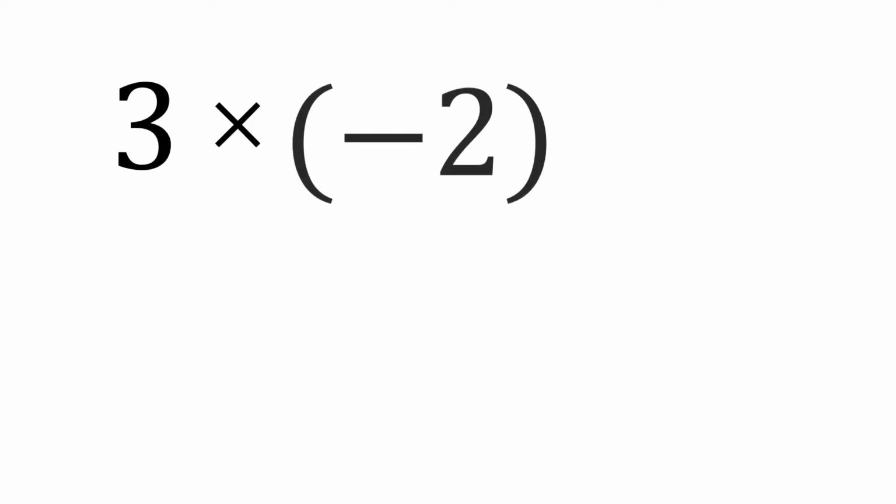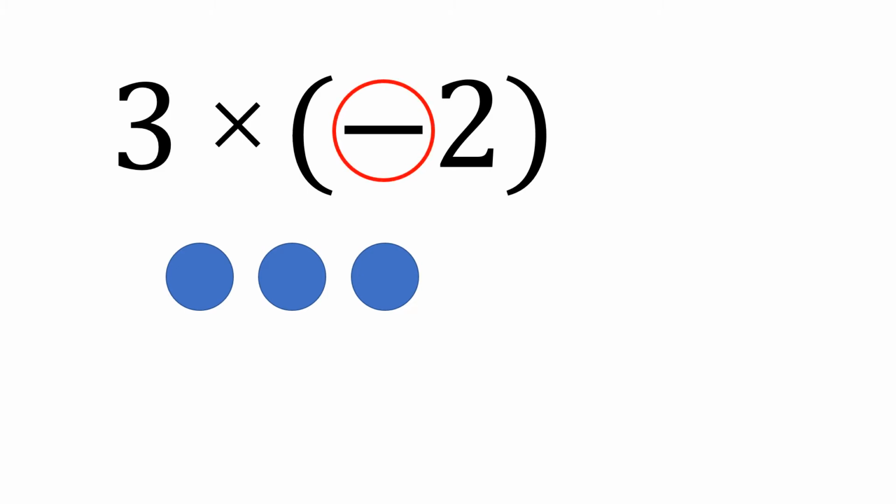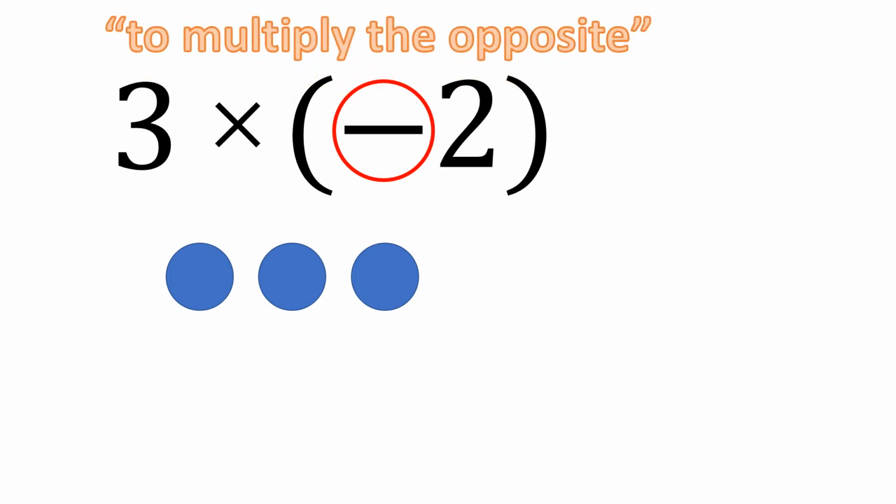How about this? Positive 3 multiplied by negative 2. So let us visualize positive 3 as 3 positives. And then observe in our multiplier, it has a negative sign. So what does it mean by this? It means to multiply the opposite. That means we will multiply the opposite of the multiplicand, which is the positive 3. So the opposite of that is negative.